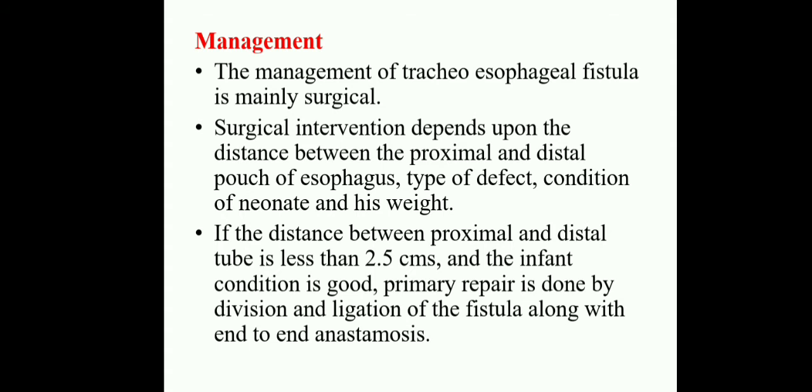What happens in end-to-end anastomosis? Because the blind atresia is there, the upper part of the esophagus, that is proximal, and the distal part are cut, and the lower part of the esophagus is also cut. They make ligation in between the two parts, upper and lower. If the gap between the proximal and distal parts is less than 2.5 centimeters, only then will they do the surgery. This is about the management.